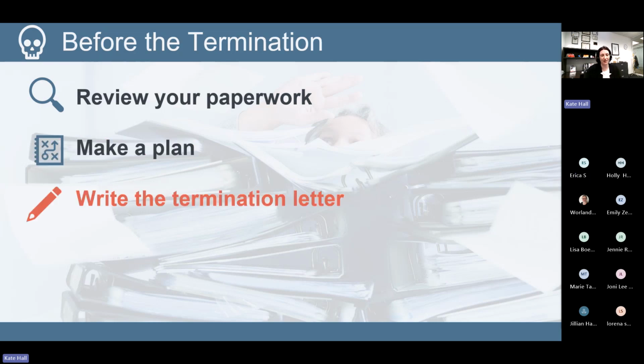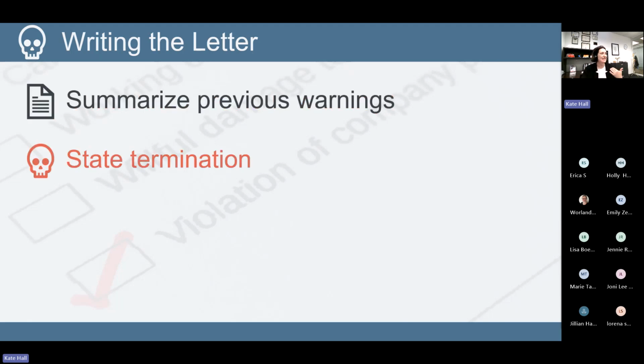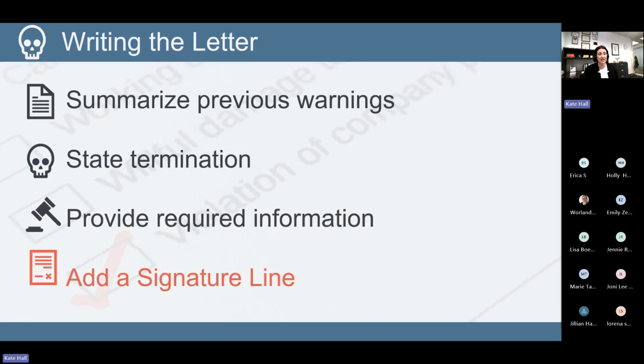In the termination letter, there's some samples in the resources. You're going to summarize. We talked on these dates. This was the issue. This was our expectation. You are still not meeting that. State, you are being terminated. Every state has different requirements. Everyone needs to include COBRA information if you have insurance. Every state has different unemployment requirements. Some people might need to have a pamphlet. Some people might need to just tell them, whatever your state requires, and then have a signature line. Again, this is for them to acknowledge they received it, not that they agree with it.